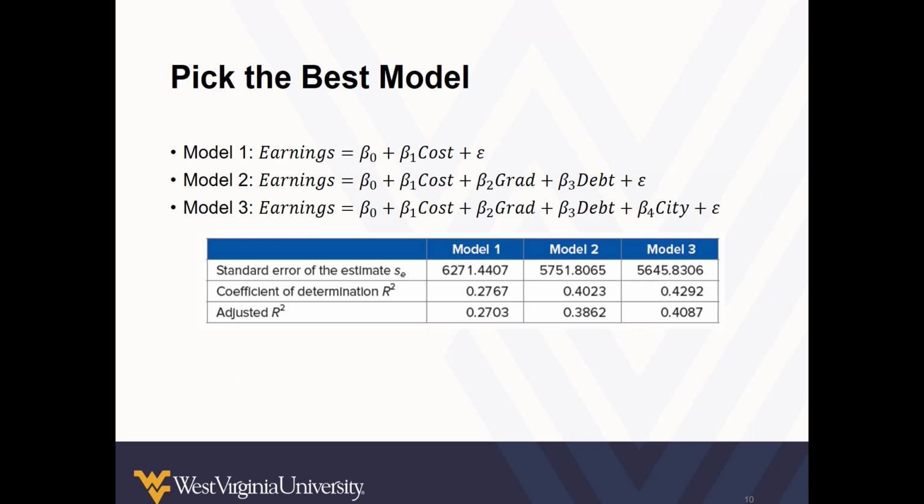So based on what we've gathered, we have models 1, 2, and 3, and we have their standard error of the estimate, coefficient of determination, and adjusted r squared. Take a second to look at these values, and why don't you pick the best model?